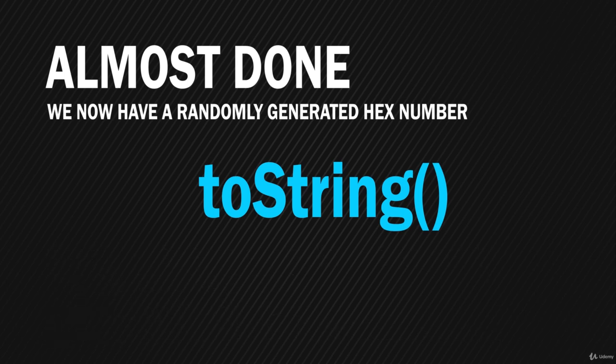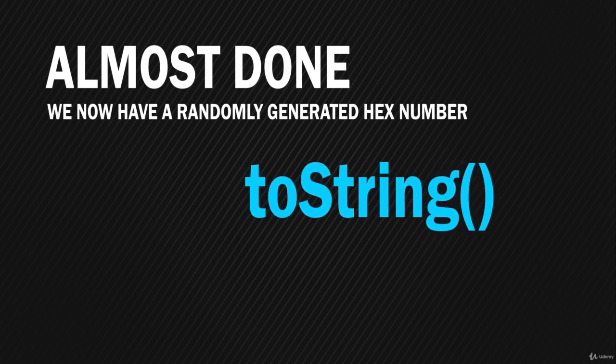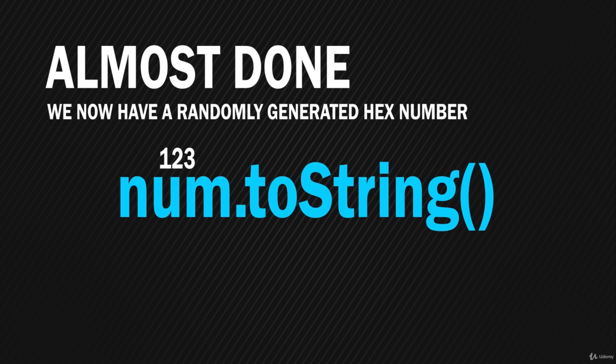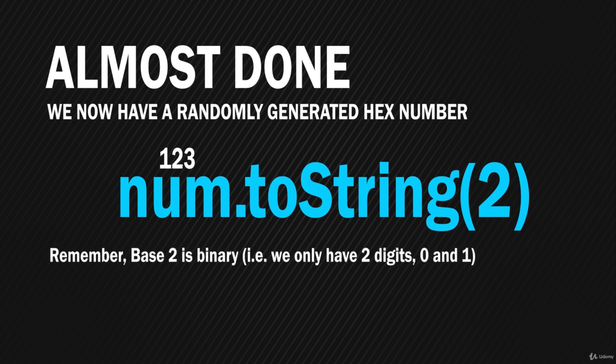So say we have defined a variable called num, and let's just, for argument, assume that that number is 123. What about if we access this toString method, but we did it as base 2? Well, remember that base 2 is binary, i.e. we only have 2 digits, 0 and 1. So if we access the toString method as base 2 on that number, we would get returned the result in binary form, which is 1111011.